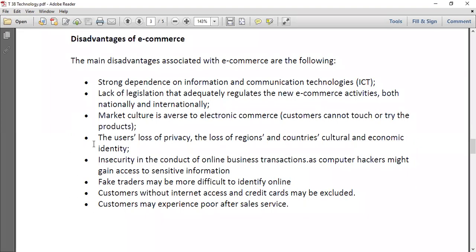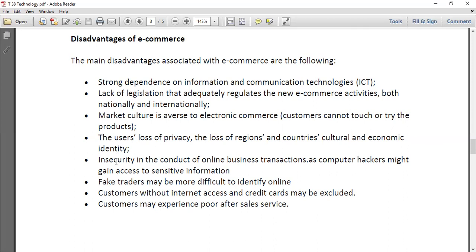So users sometimes suffer a loss of privacy. Because when you do online shopping, you have to share some personal information. Sometimes your name, your address, your telephone number, these things are available on some third-party website, and then there is a loss of privacy, and a loss of regions and countries' cultural and economic identity. Sometimes there are loss of privacy problems, right?